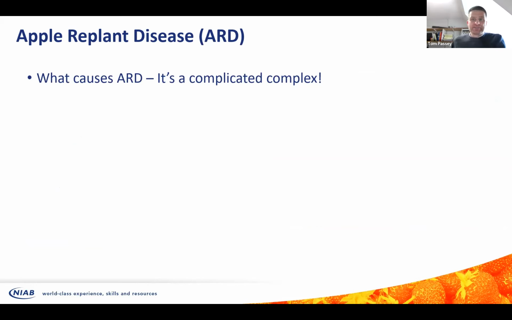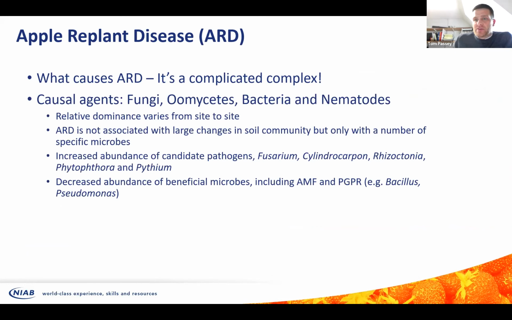So as I say, it's not as easy as with canker in terms of what causes it. There's been decades of discussion about whether it is to do with physical properties of the soil and various different aspects, and it turns out it's a complicated complex, as I put there. The causal agents are now thought to be fungi, oomycetes, bacteria, nematodes. But the important aspect is that what's causing the replant can be very variable from site to site.